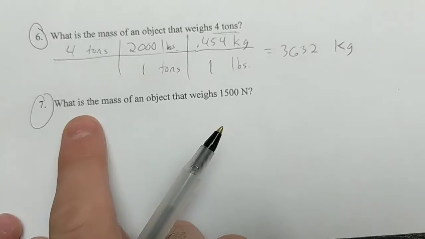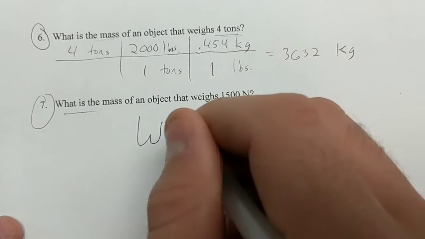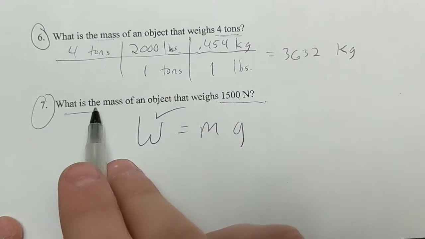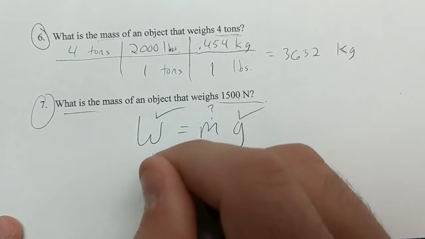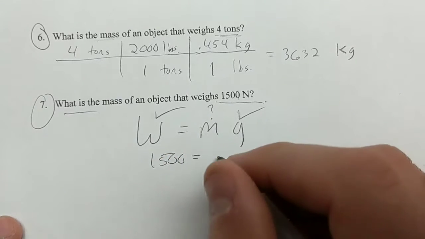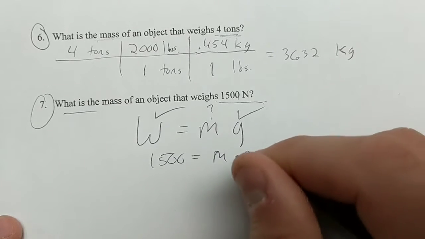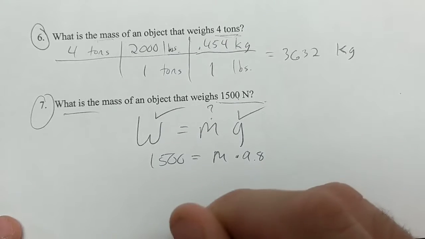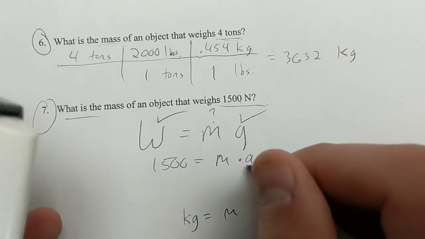Number 7, what is the mass of an object that weighs 1,500 newtons? Again, no mention of location, so we're going to assume that it is Earth. So in this equation, 1,500 newtons is the weight. What is the mass? We don't know. Gravity, we're assuming is Earth's. So 1,500 equals m times 9.8. So we're going to solve for m here. So whatever m ends up being, it's going to be in kilogram units. So you're going to divide both sides by 9.8.